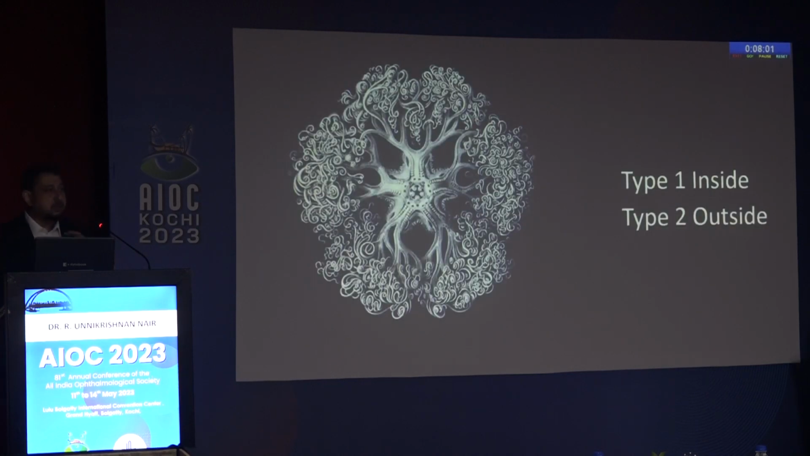So look at this picture. I like this picture. You can see two things. Inside is what a type 1 looks like, filamentous spaces. Outside is what the type 2 looks like. So if you keep this picture in your mind, you'll always try to correlate and understand what a type 1 and a type 2 looks like on an OCTA.